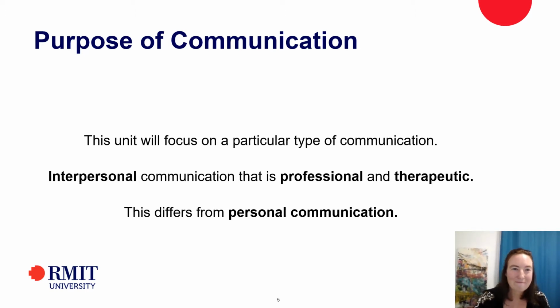So we all communicate on a daily basis. We all also run into barriers in communicating. This unit's going to focus especially on communication that AOD professionals are engaged in. So we're going to narrow it down a little bit, and we're going to be looking at professional communication and therapeutic communication in particular.